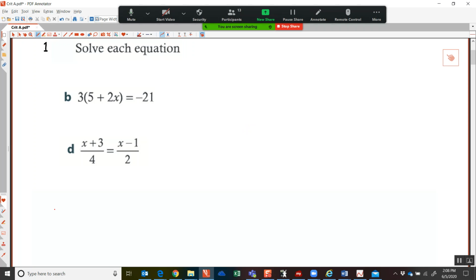Brackets. Okay, expand the brackets. So we end up with three lots of the 5 makes the 15, and 3 lots of the positive 2x makes the 6x equals negative 21. The next thing you do?